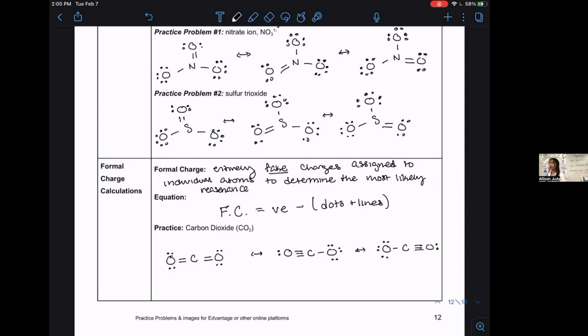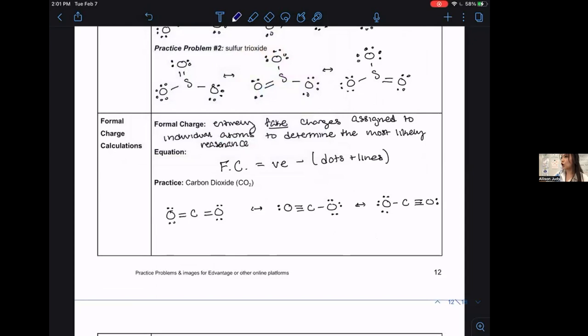So now you have to think to yourself, which one's the most likely? Now, you all know what carbon dioxide already looks like. The question is, why? How did we determine that that's the one it should look like? Well, formal charge says I assign a fake charge, a formal charge, to each atom in a molecule.